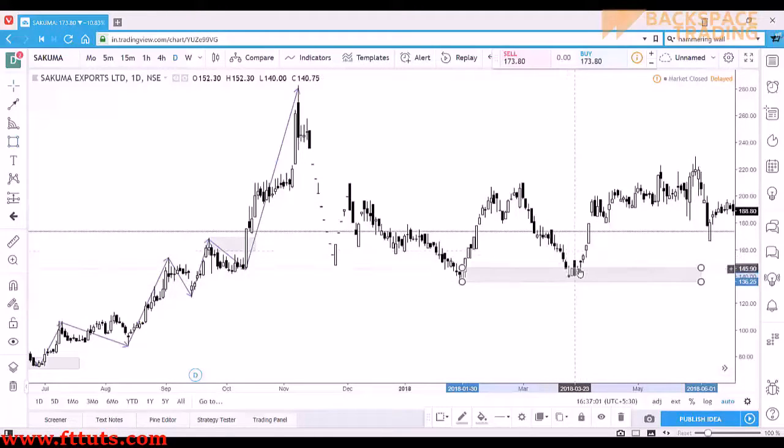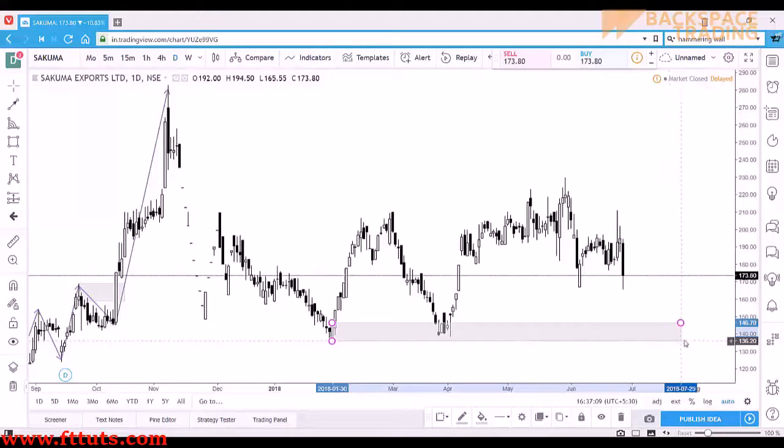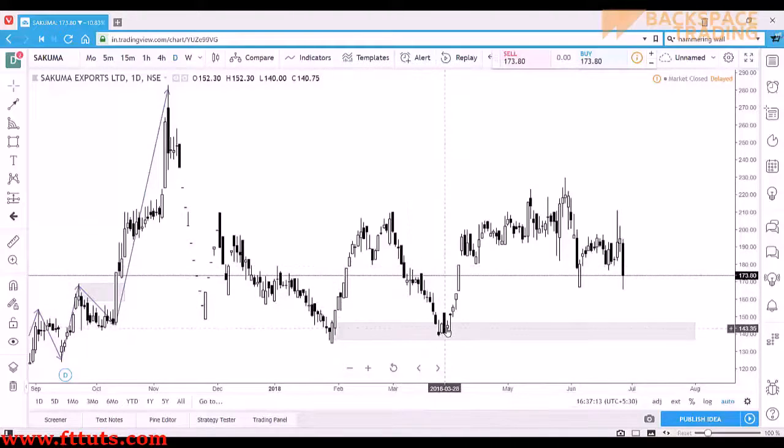It came down, it respected support, it went up. Do you agree? Now the current price is over here. You can elongate this. Okay, it's been tested only once. You can expect it to test again as well.